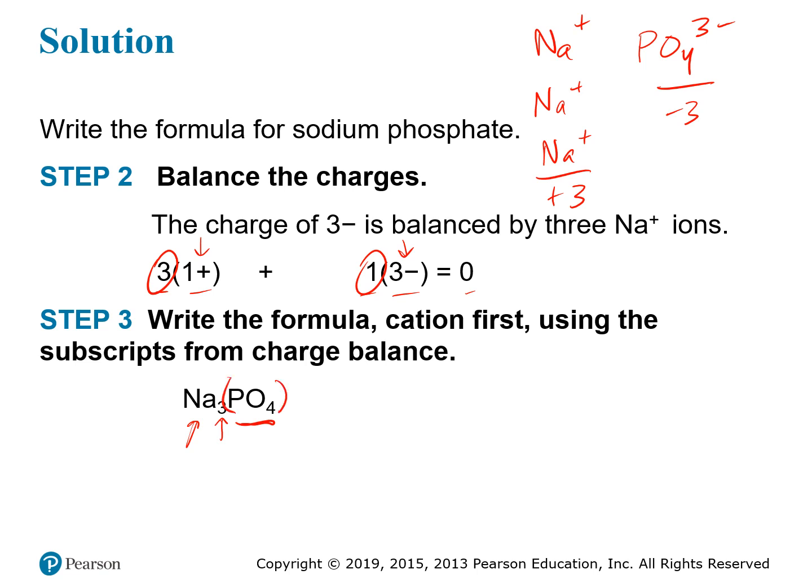So, if you were to put parentheses like this, it's really unnecessary because there's no number going outside the parentheses. So you can forget about those. Okay? You only need the parentheses around the polyatomic ion if there's going to be 2 or more of them. Okay? And so this is the formula, Na3PO4.